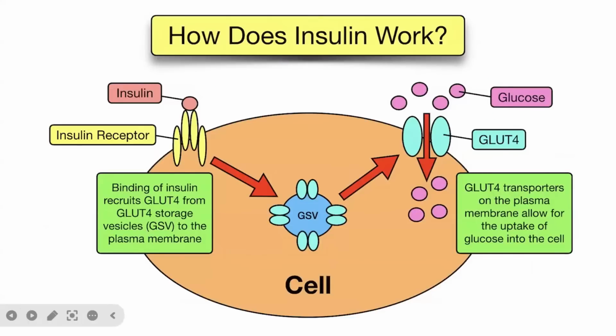So now how does insulin work in the body? You see here we have insulin and we have the receptor. When insulin binds to the receptor, the binding of insulin recruits GLUT4 from the GLUT4 storage vesicles to the plasma membrane. So the GLUT4 storage vesicles will be activated and then GLUT4 will be recruited in response to the signal sent by insulin. When this happens, the glucose transporter will be recruited on the surface of the cell membrane, which allows the intake of glucose into the cell for glycolysis to take place for the generation of energy.